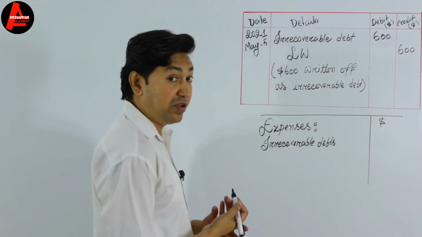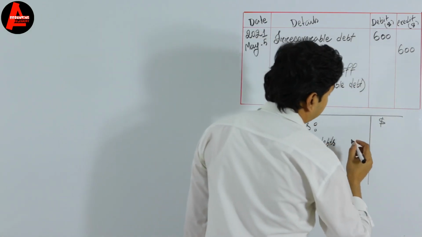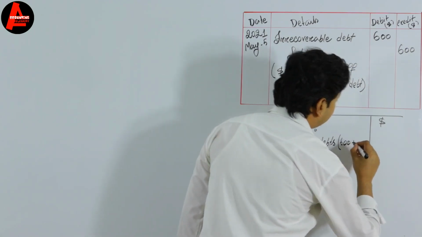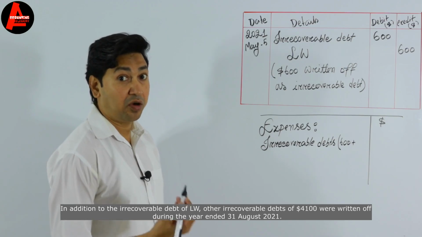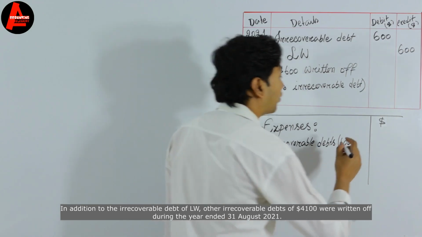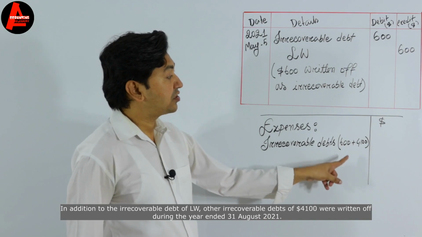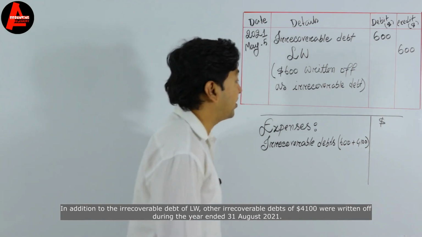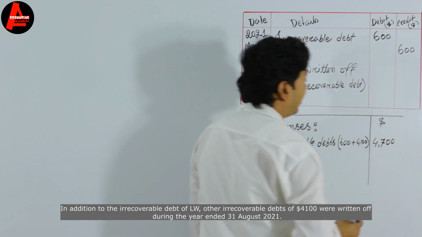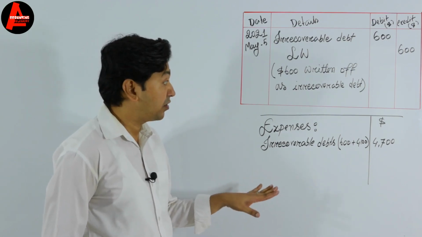Okay, so here we have two amounts. First of all, we have $600, so we will write here $600. Then in the question we have other irrecoverable debts from different trade receivables, which is $4,100. So $4,100 plus $600, the total irrecoverable debts are $4,700, right? This is the expense we need to write in the income statement always.